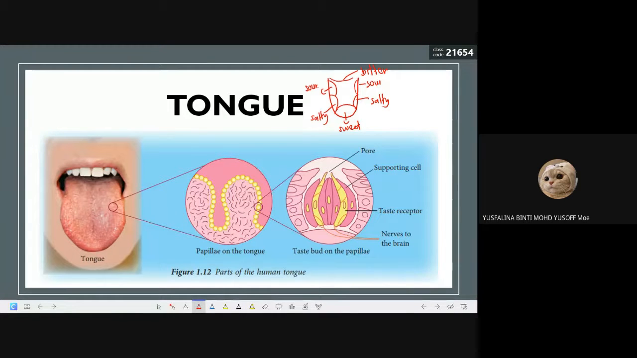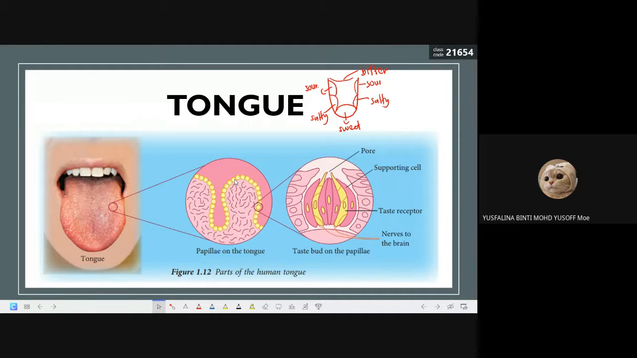Okay, so of course we have to know the parts of the tongue first. When you look at the tongue, you can see there are tiny bumps. Let's say I take one bump and make it bigger. You will see it's actually one bump. This is called a papilla.